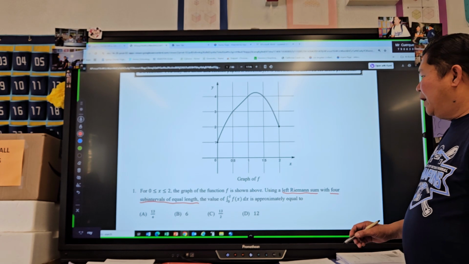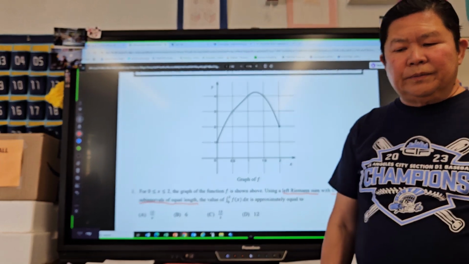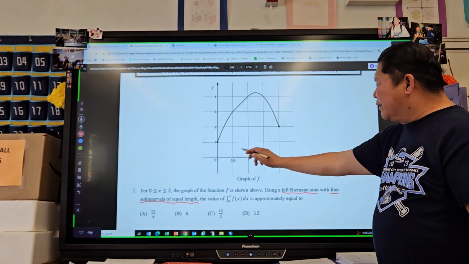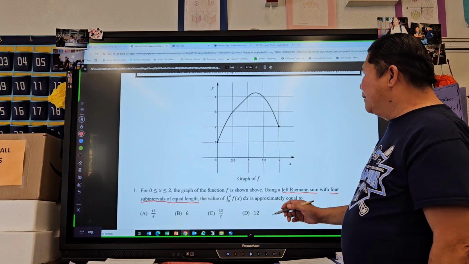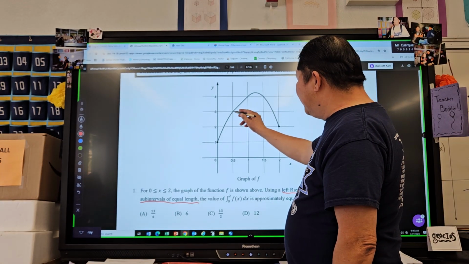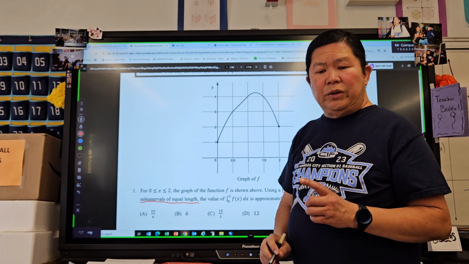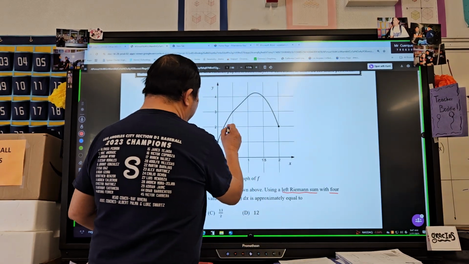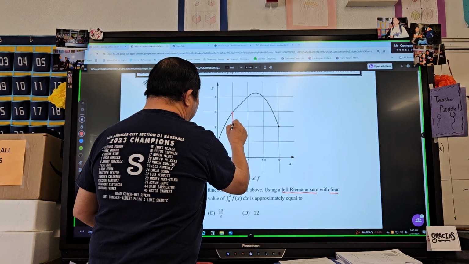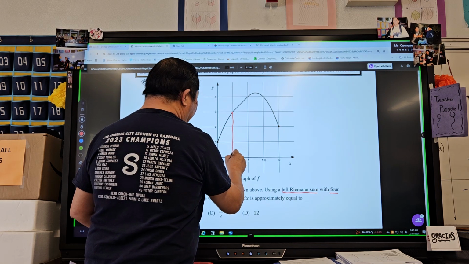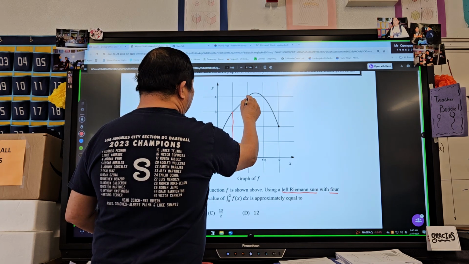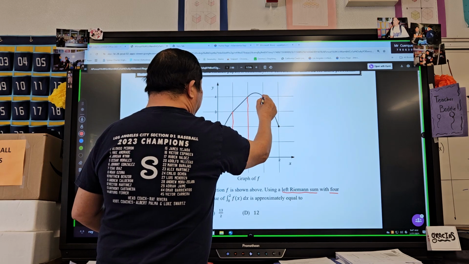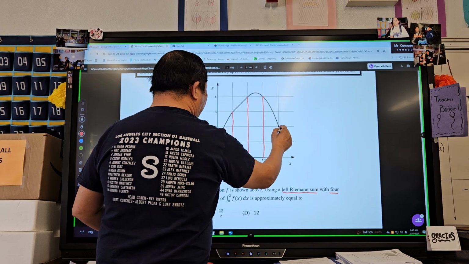Okay, so what to do? We're gonna have to divide this from 0 to 2 into 4 sub-intervals. So is this the first interval right here? So I need you to put a line. Make sure your line is straight. This is the first sub-interval, the second sub-interval, the third sub-interval, and of course this one.